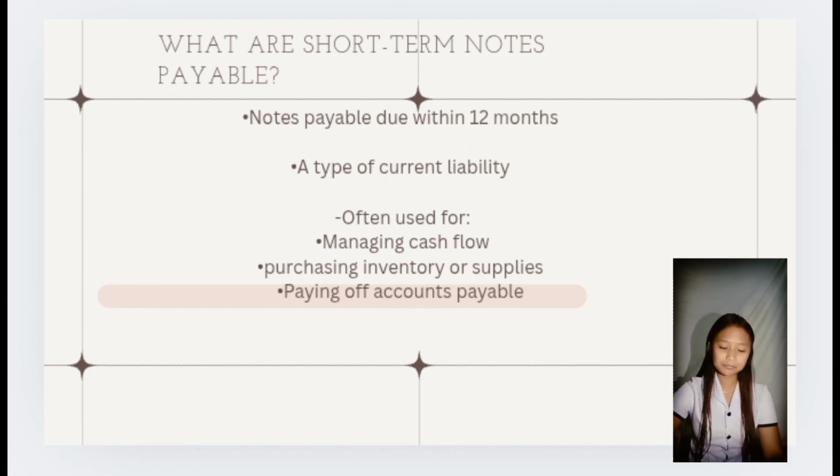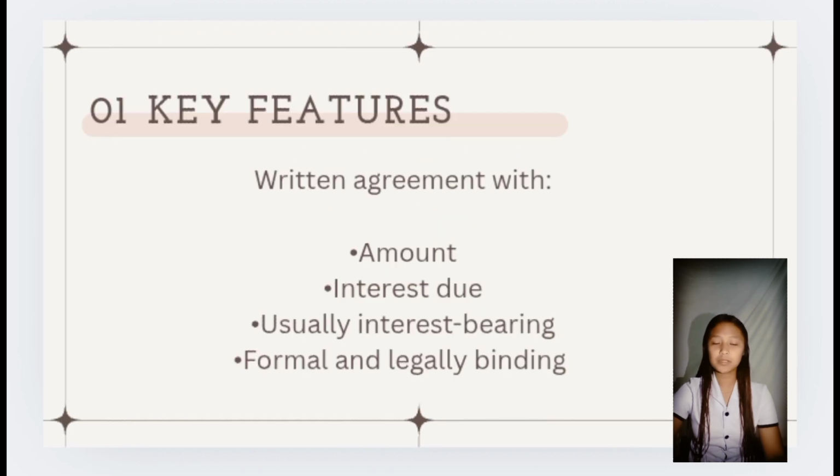So short-term notes payable are due within 1 year, making them a current liability. Companies use them for short-term financing needs like buying inventory or covering temporary cash shortages. These are useful tools to maintain business operations when immediate funds are required.